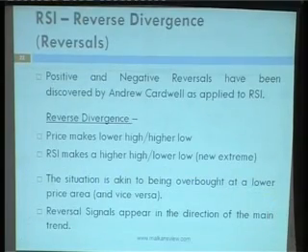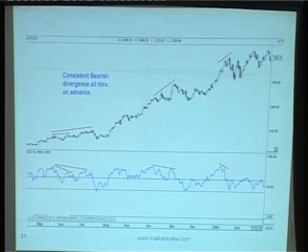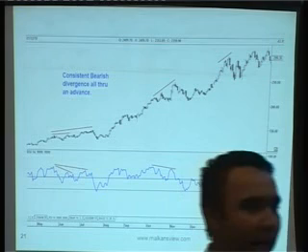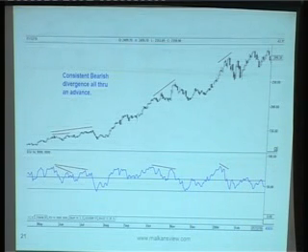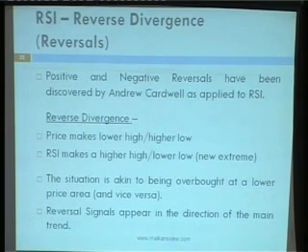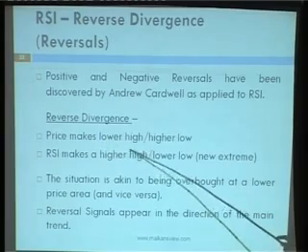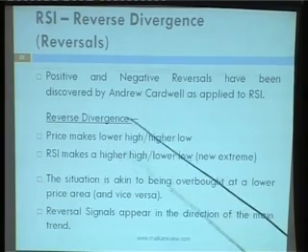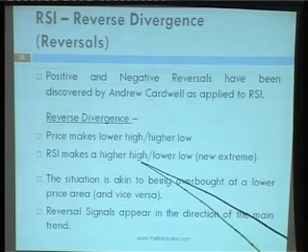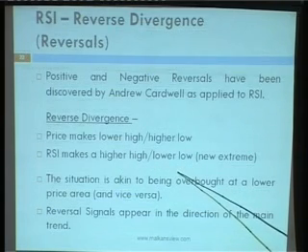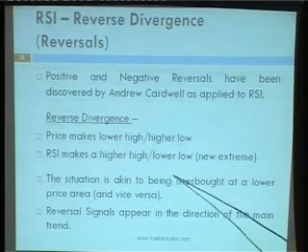Now we look at reverse divergence. It is a concept coined by Andrew Cardwell, who after Wells Wilder has been working extensively on RSI for the last 30 years, only on RSI. And he has come up with the concept of reverse divergence, which I'll explain now. In reverse divergence, price makes a lower high or a higher low, and RSI makes a new high or a new low. This is reverse to normal divergences.